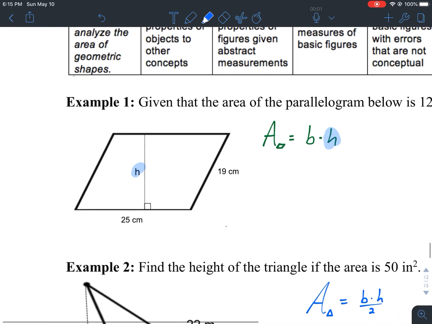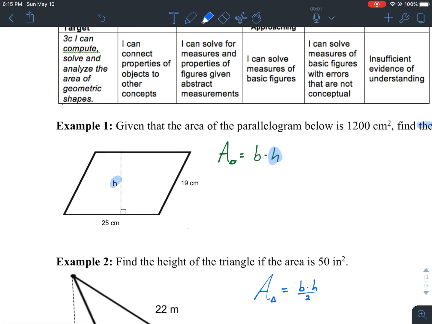We have to use the formula and substitute in the information that we are given. It says that the area of the parallelogram is 1,200 centimeters squared. So that's what we're going to replace for A in the equation for the area of a parallelogram. And we're trying to find h. So that's the unknown that we have to isolate, the variable that we have to get by itself.